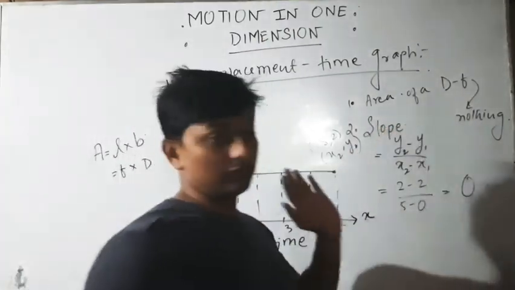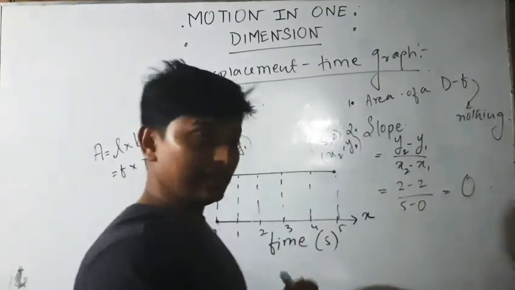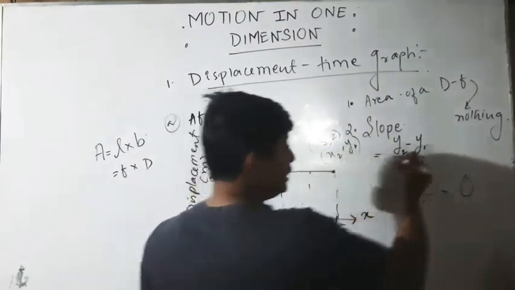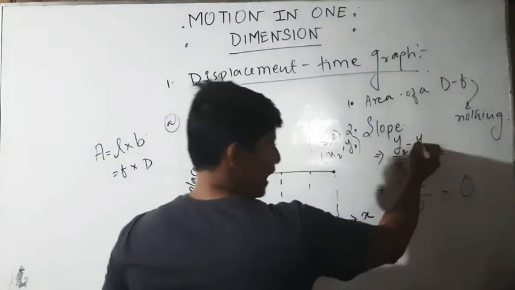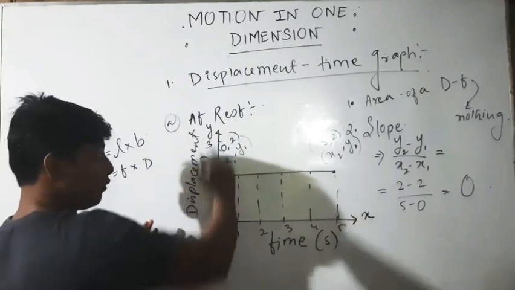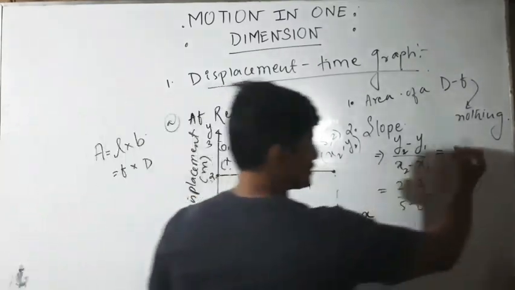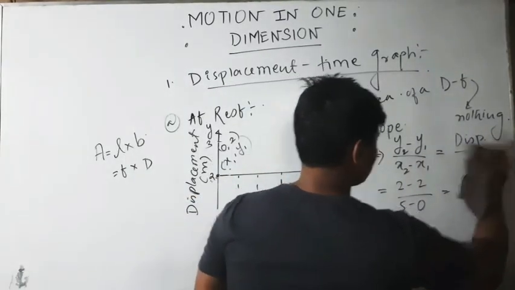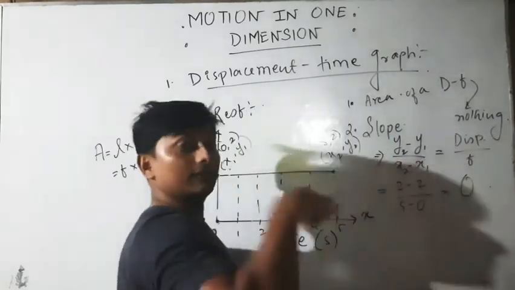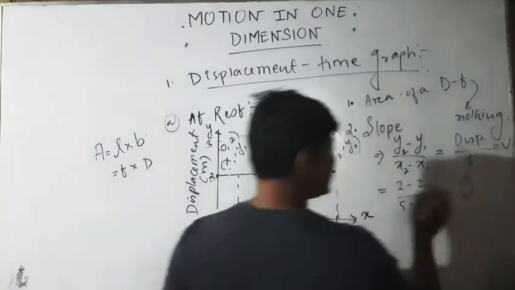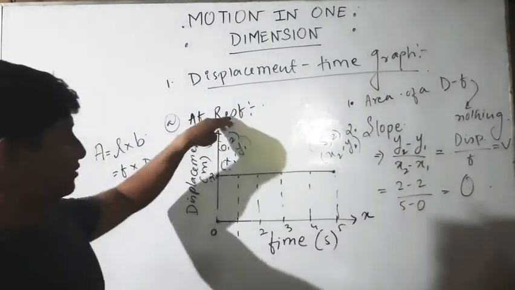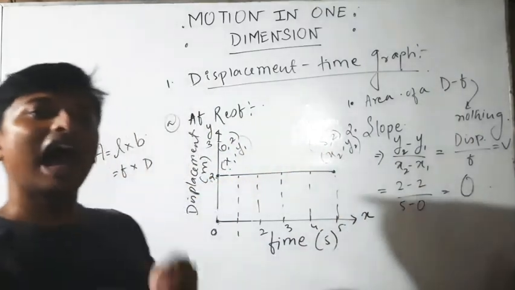Now what do we represent by slope? It is very interesting. Slope basically means y-axis divided by x-axis. Now in the y-axis we are representing displacement. Remember, in the y-axis we are representing displacement. So displacement divided by, in the x-axis it is represented by time. So displacement by time gives me what? Velocity. So that means here the velocity is 0. That means in this type of graph, at rest, the velocity of a body is 0.